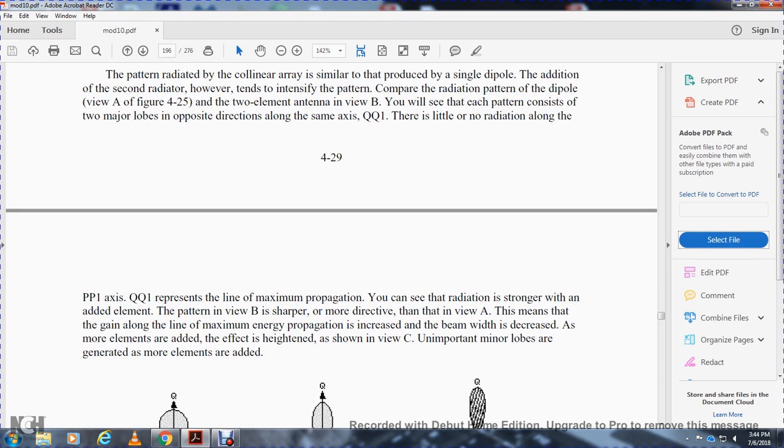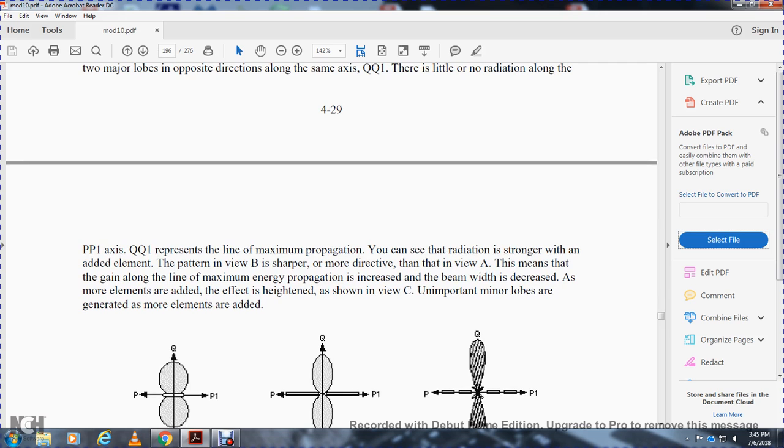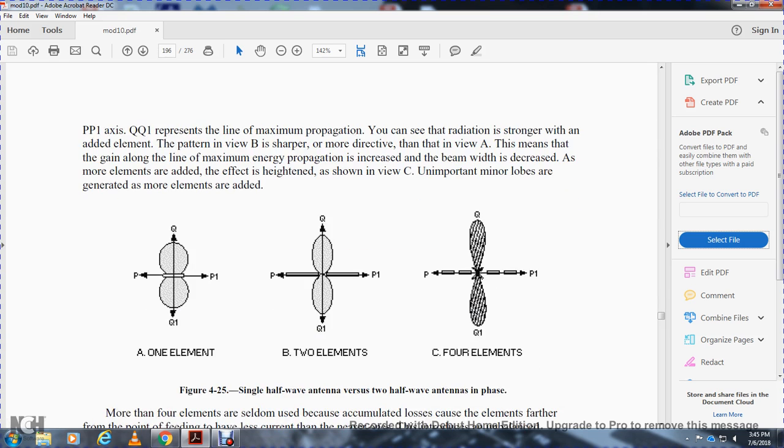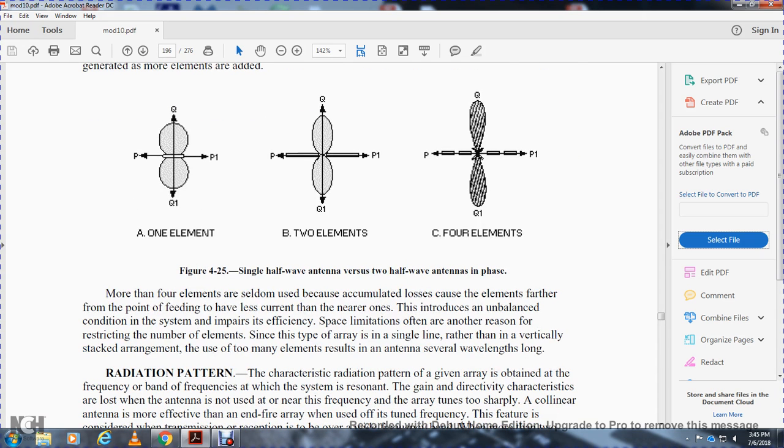You can see the radiation is stronger with the added element; the pattern of view B is sharper and more directive than view A. This is what is meant by gain: the line of maximum energy propagation is increased, and the beam width is decreased as more elements are added. The effect is heightened, and you see that minor lobes are generated as more elements are added. One element, two elements, four elements. Single half-wave antenna versus two half-wave antennas in phase.